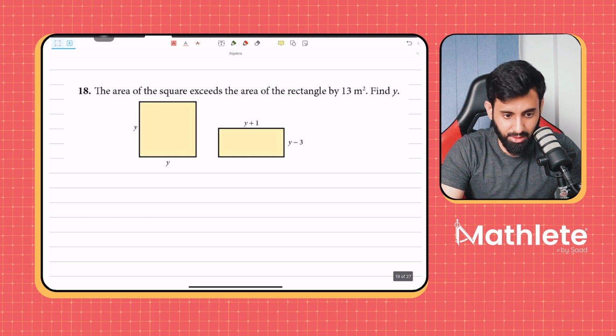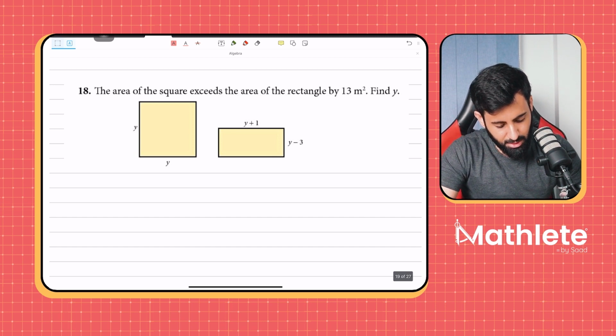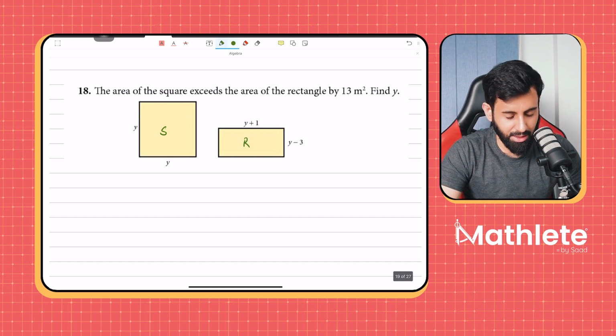Exceeds, very good. And what do you think it's going to translate into? Plus. Yeah, plus. Exceed means plus. Okay. So area of square exceeds the area of rectangle by 13. So let's call the area of square S. Let's call the rectangle R. Let's make a nice equation out of it.